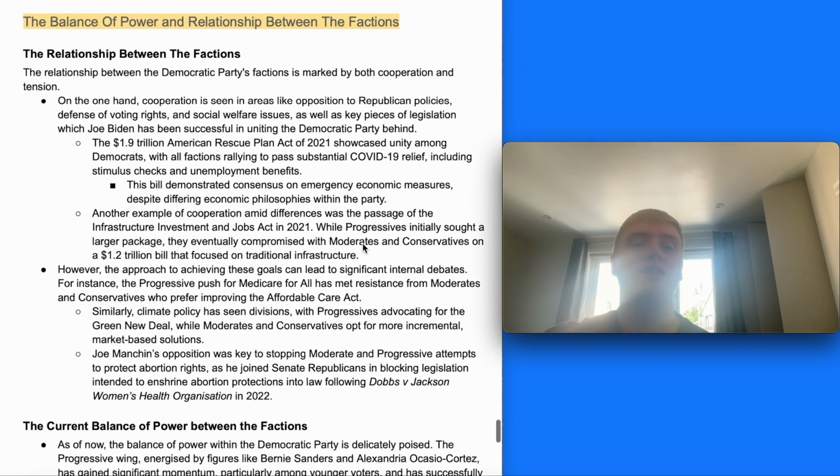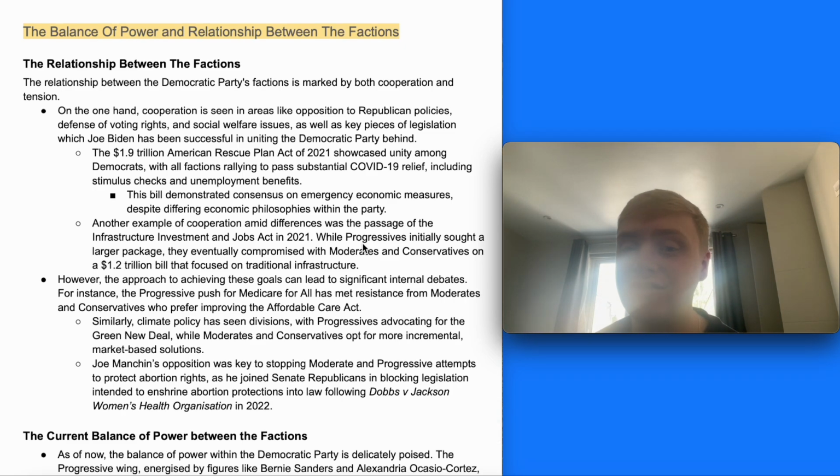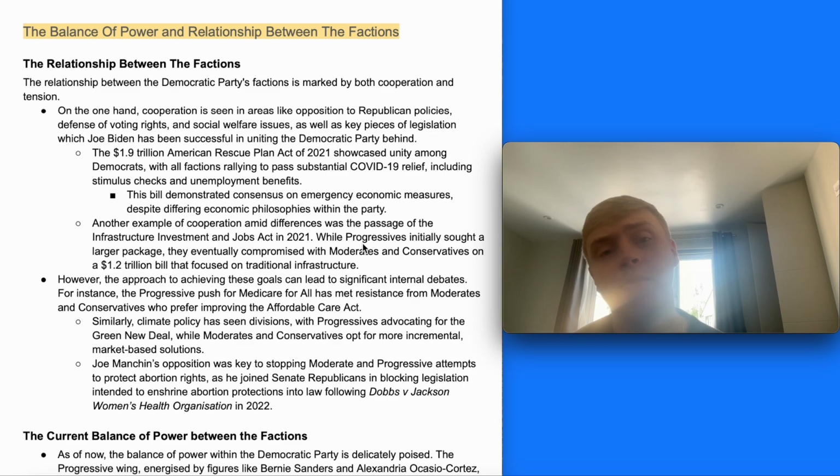The final thing we're going to have a look at in this video is the balance of power and relationship between the factions. So the relationship is marked both by cooperation and tension. On the one hand, cooperation is seen in areas like opposition to Republican policies, defence of voting rights and social welfare issues, as well as key pieces of legislation which Biden has been successful in uniting the party behind.